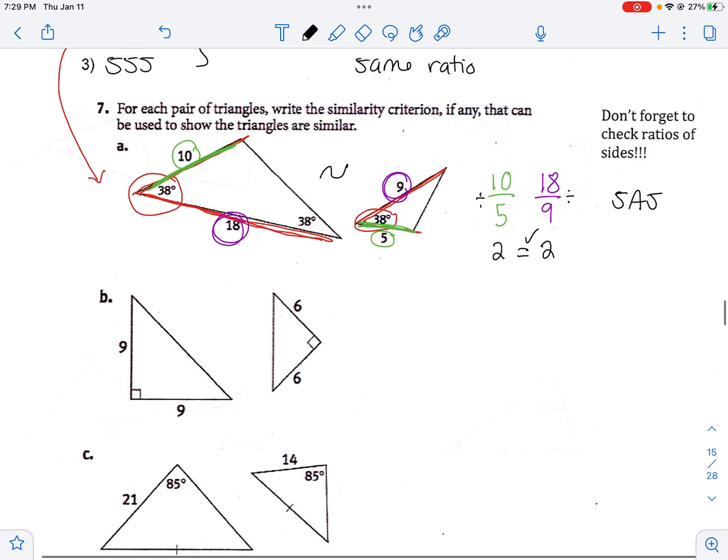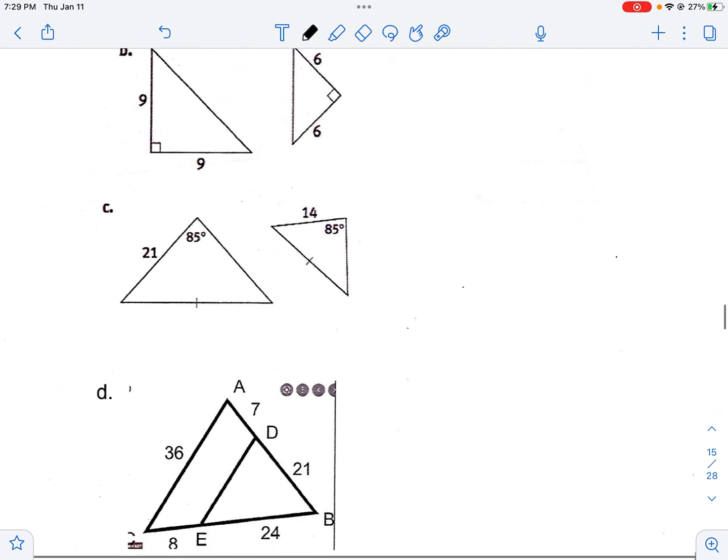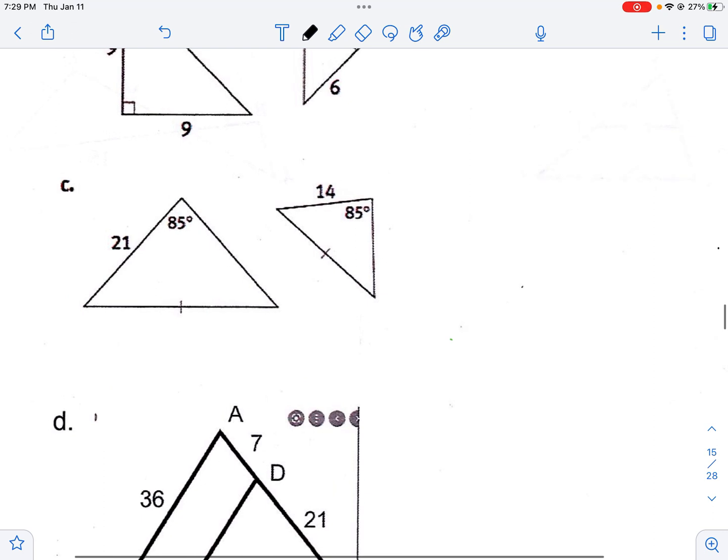Okay? I'm going to skip B. Maybe look at C real quick here. Okay, so in C, it looks like we do have a pair. We have one set of angles, so that would be A. So right away, I'm probably looking at either AA or side angle side, right? So something that has that A in it.